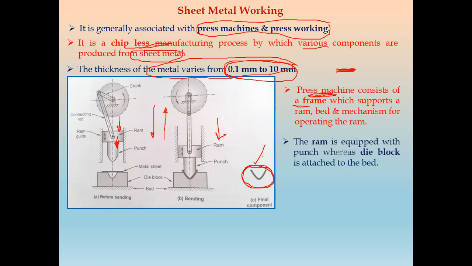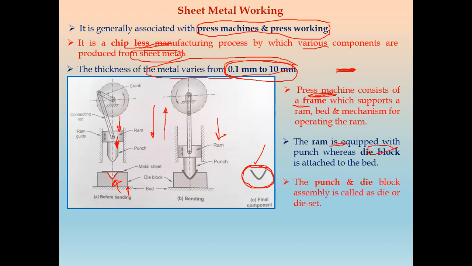Next, the ram is equipped with a punch, whereas the die block is attached to this bed part. This part is called the bed, which is a fixed part, and above this bed we have a die block having a shape, for example, in this case a U shape of the die block. So the ram is equipped with the punch and the die block is attached to this bed.